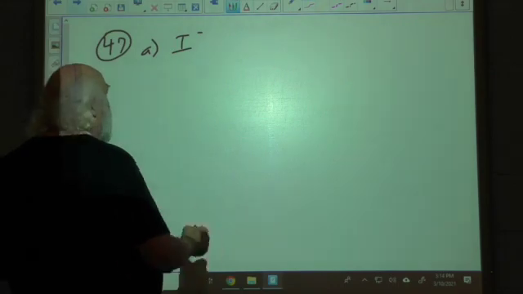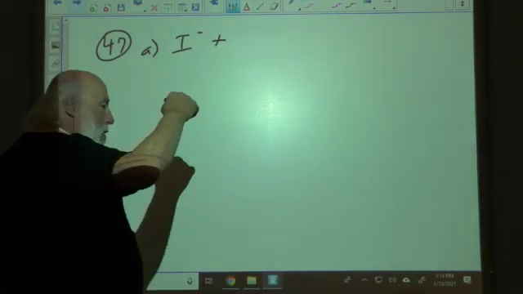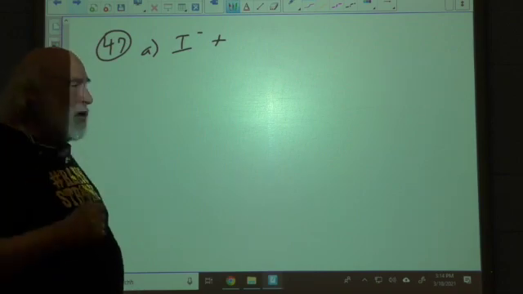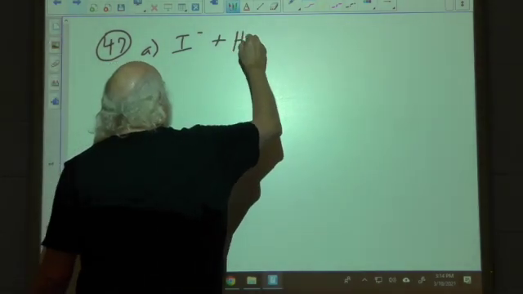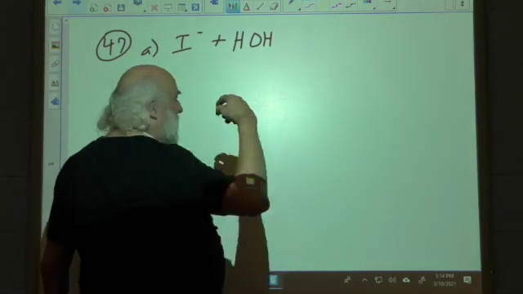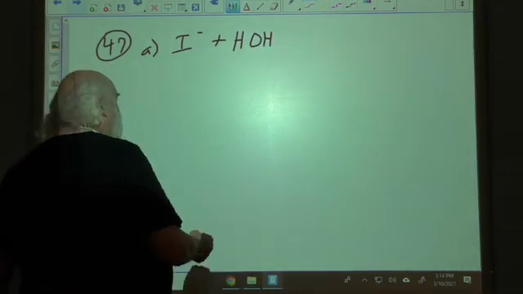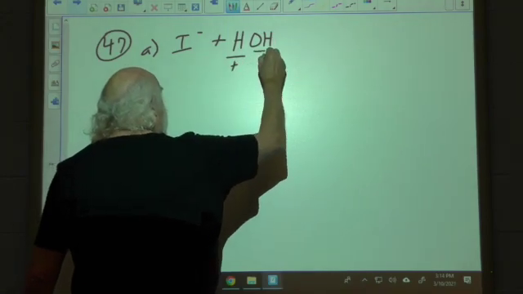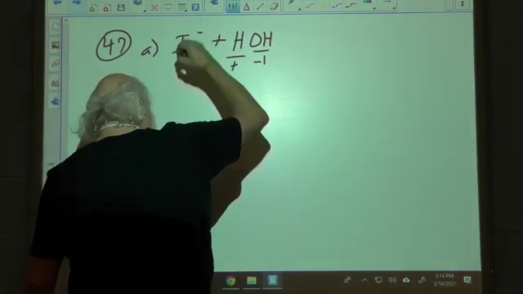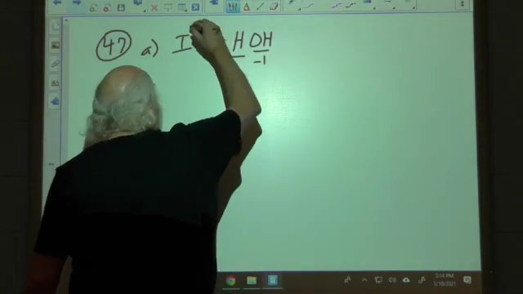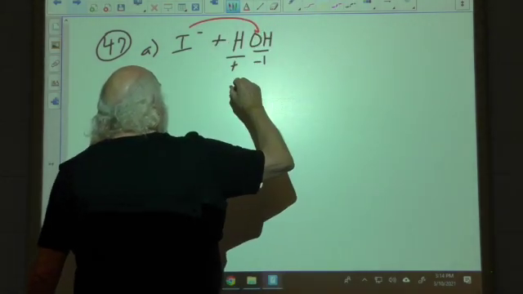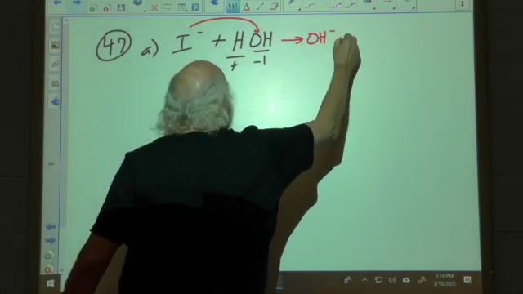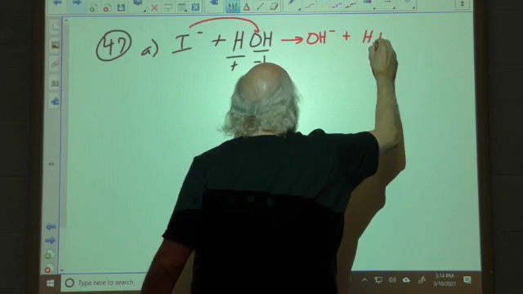Why? Well, we're going to add water to this. And again, when we use water, we don't think of it as H2O, we think of it as hydrogen hydroxide. Now this is a single displacement reaction. And we take a look at this. You got positive here, you got negative here. So the iodide here is going to kick out the hydroxide. And the hydroxide then is going to be by itself. So you get hydroxide plus HI.